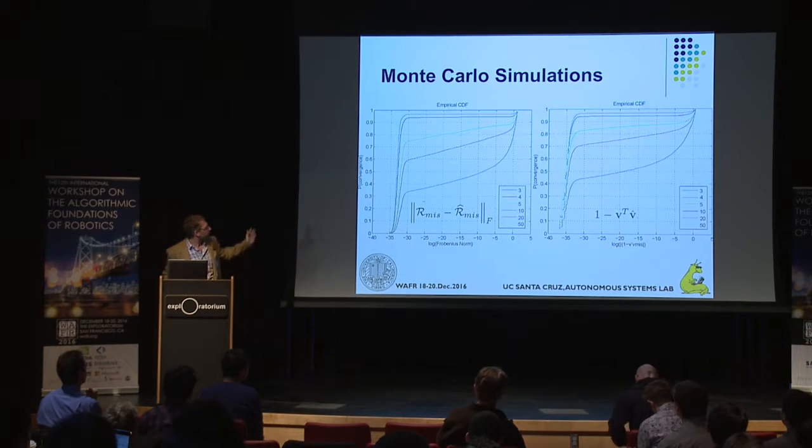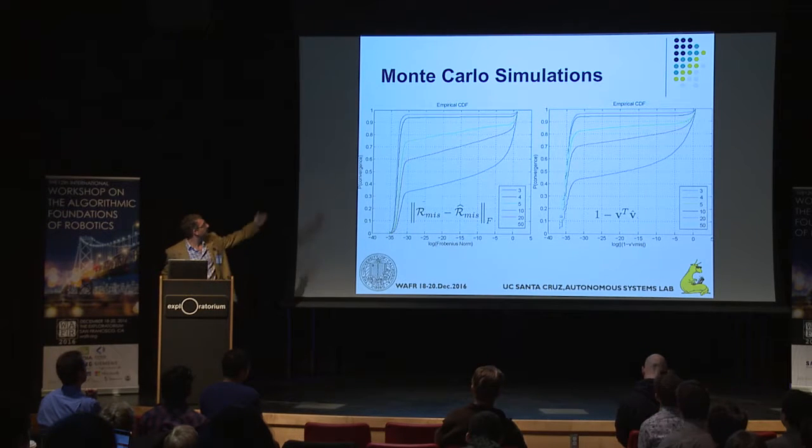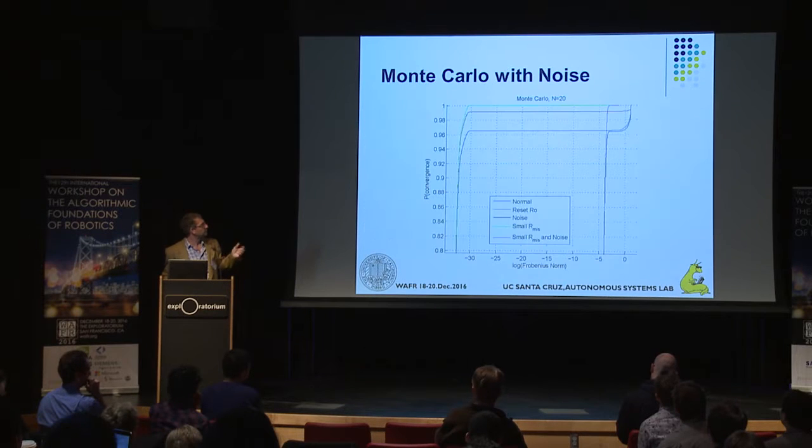And then here are some cumulative distribution functions. It gets better as you get more measurements. Obviously, the problem becomes overdetermined, and as soon as you get up there, you get within 98, 99% convergence rate. And again, either the Frobenius norm or the transpose of the axis works better.